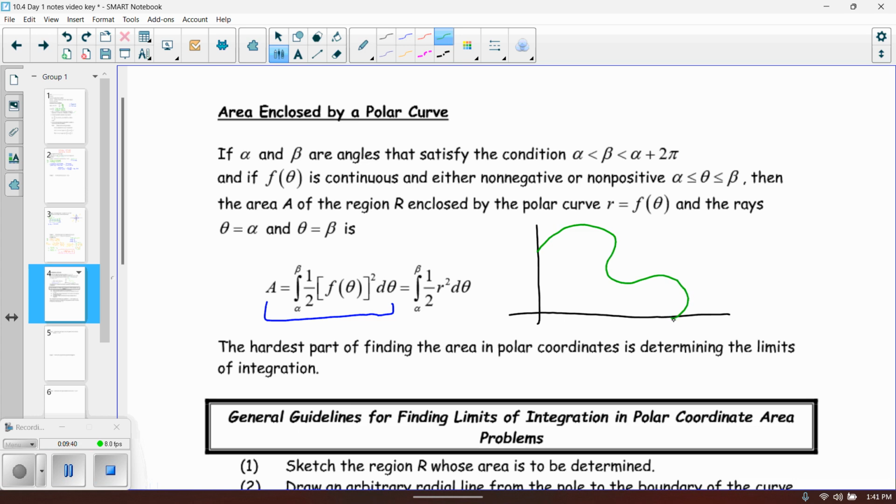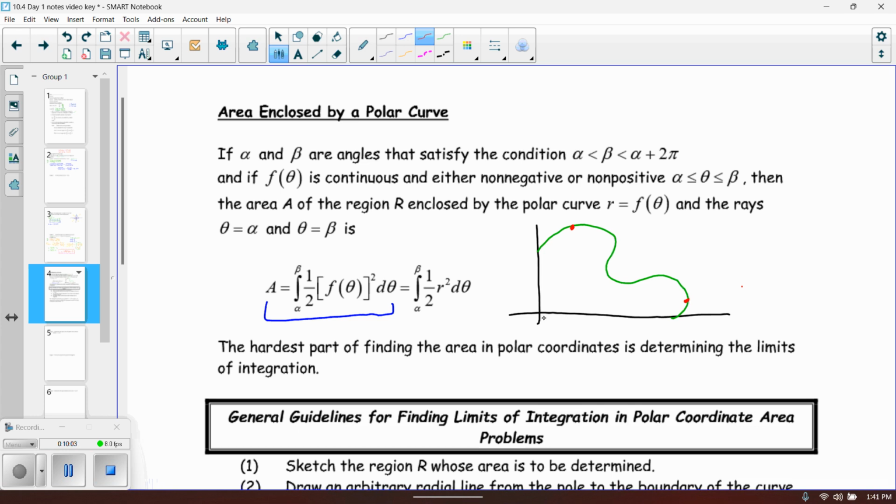You could try to take the area of that using x's and y's. It'd be kind of difficult because, as you can see, it's not a function in x and y, so you'd have to split it up and do a whole bunch of different things there. It's much easier in polar. So let's say that alpha and beta intersect the curve at those specific places right there.